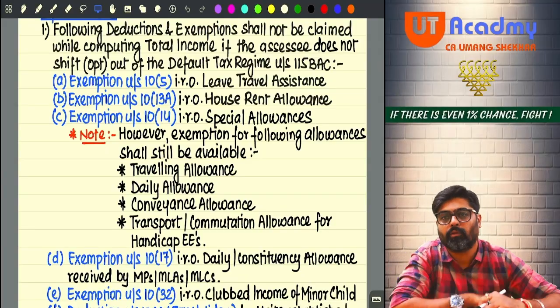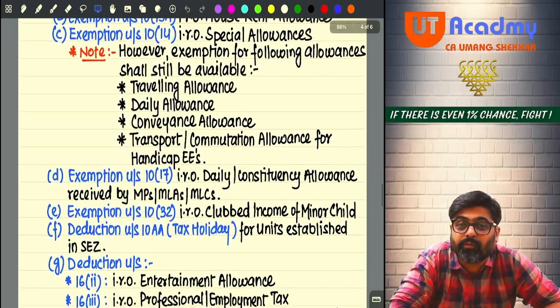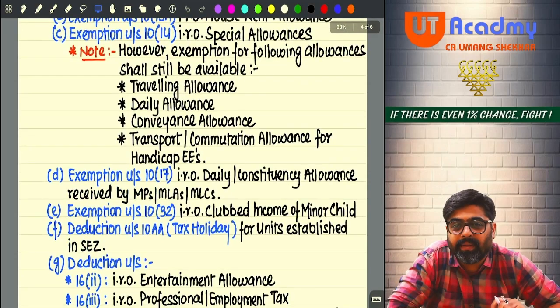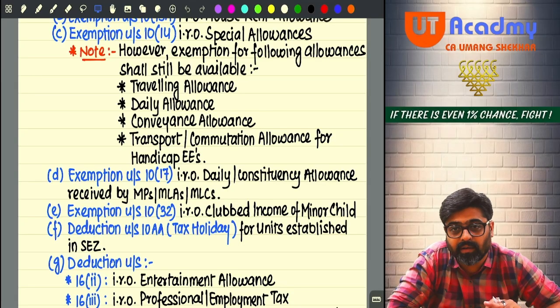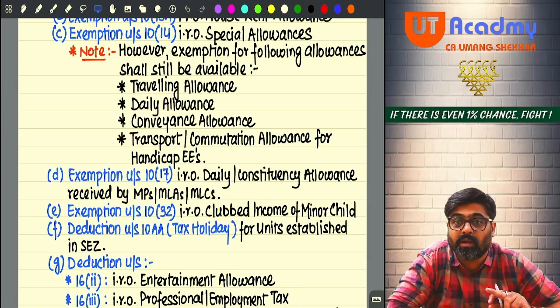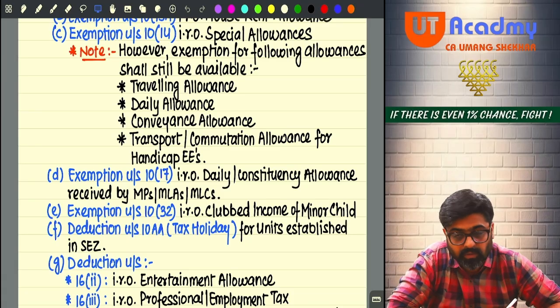Okay. Now do you remember in IFOS I had told you MP, MLA, MLC, they are getting what? Constituency allowance, daily allowance. So their constituency or daily allowance will be exempt under section 10(17). Their salary will be taxable as IFOS, but their daily or constituency allowance will be exempt under 10(17). But if you follow 115BAC, that allowance will not be exempt, that will now be taxable.